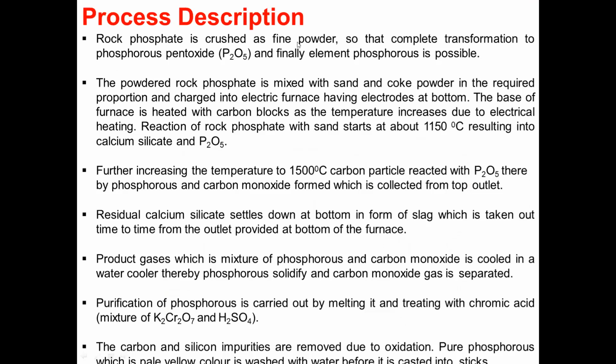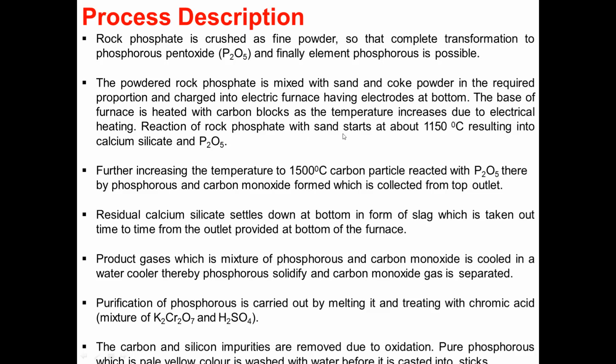So rock phosphate is crushed into a fine powder so that complete transformation to phosphorus pentoxide and finally elemental phosphorus is possible. The powdered rock phosphate is mixed with sand and coke powder in the required proportion and charged into an electric furnace having electrodes at the bottom. The base of the furnace is heated with carbon blocks as the temperature increases due to electrical heating.